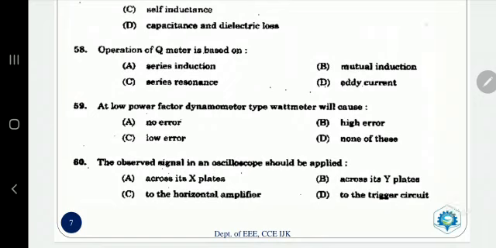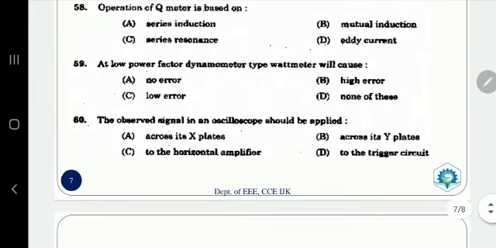Operation of Q meter is based on... Answer is C, series resonance. We have studied about Q factor, quality factor, and this quality factor mainly depends upon or is directly related to resonance. And from this you can easily find out the answer. The answer is C, that is series resonance. Let's move on to the next question, question number 59.